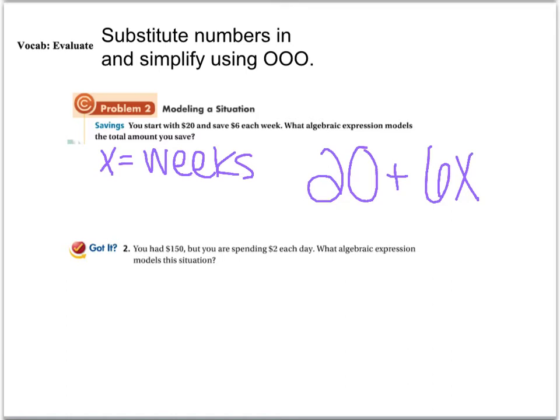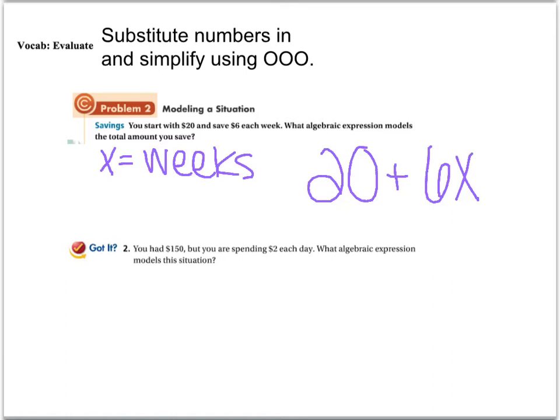The got it question, you have $150, you're spending $2 a day. What are we buying for $2 a day? McDonald's. Gum. Dollar menu. McChicken and fries. McChicken and sweet tea, even better. Or just 2 sweet teas. There we go. Good idea.